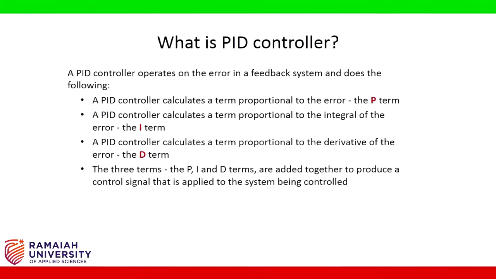Derivative controller is also known as rate controller. PID controller. A PID controller operates on the error in a feedback system and does the following. A PID controller calculates a term proportional to the error, the P term. It calculates a term proportional to the integral of the error, that is the I term. It calculates a term proportional to the derivative of the error, that is the D term. The three terms, the P, I and D terms, are added together to produce a control signal that is applied to the system being controlled.